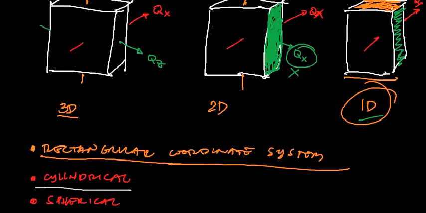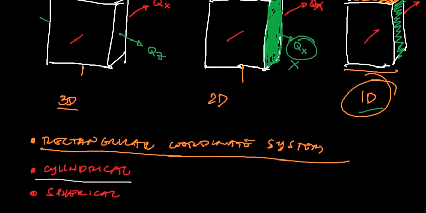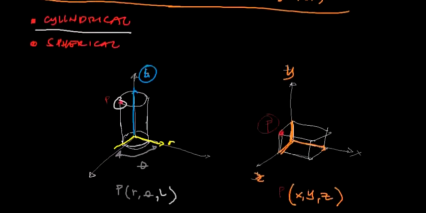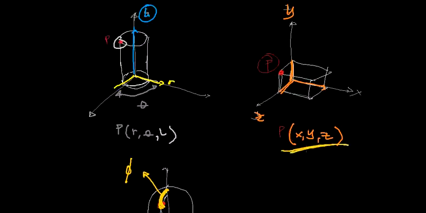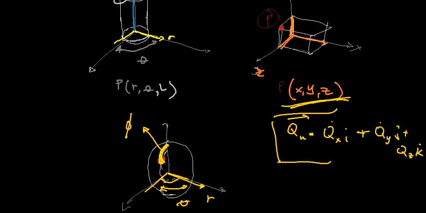Additionally, the heat transfer can also be expressed as a vector. In our rectangular coordinates, we can express Q in vector form as Qx in the i direction plus Qy in the j direction plus Qz in the k direction. So you can use this vector notation.